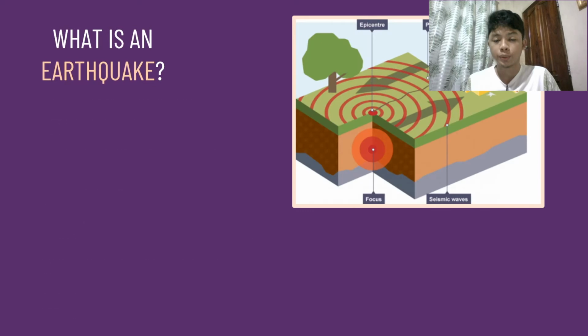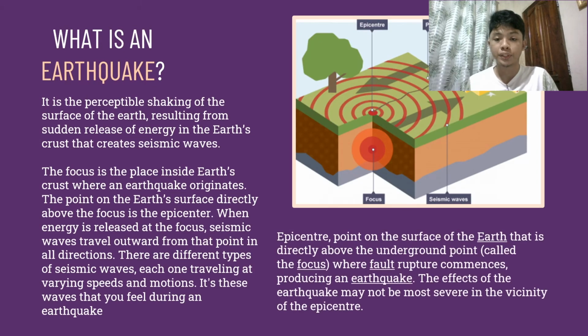So what is an earthquake? An earthquake is the perceptible shaking of the surface of the Earth. It's either tectonic or volcanic. So why does it happen? It happens as a result of a sudden release of energy in the Earth's crust that creates seismic waves. It occurs along the edges of oceanic and continental plates.